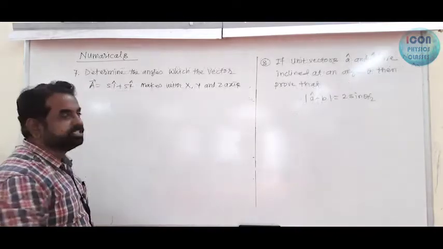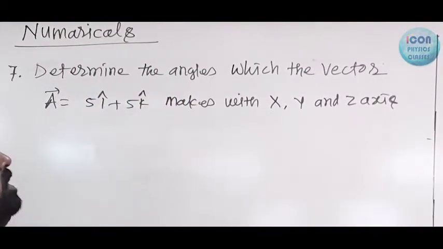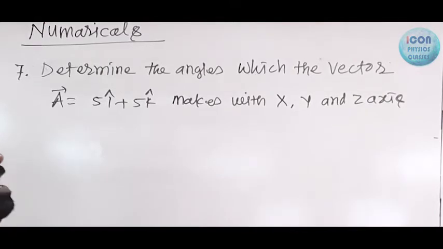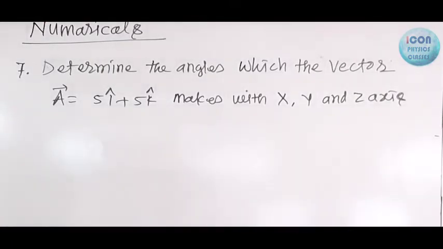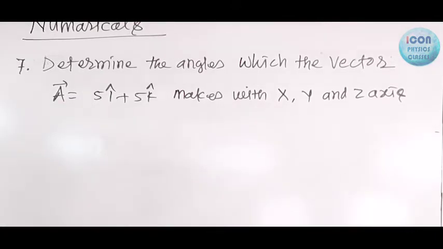Now the next problem here, 7. Determine the angle which the vector A makes with the x, y and z axis.